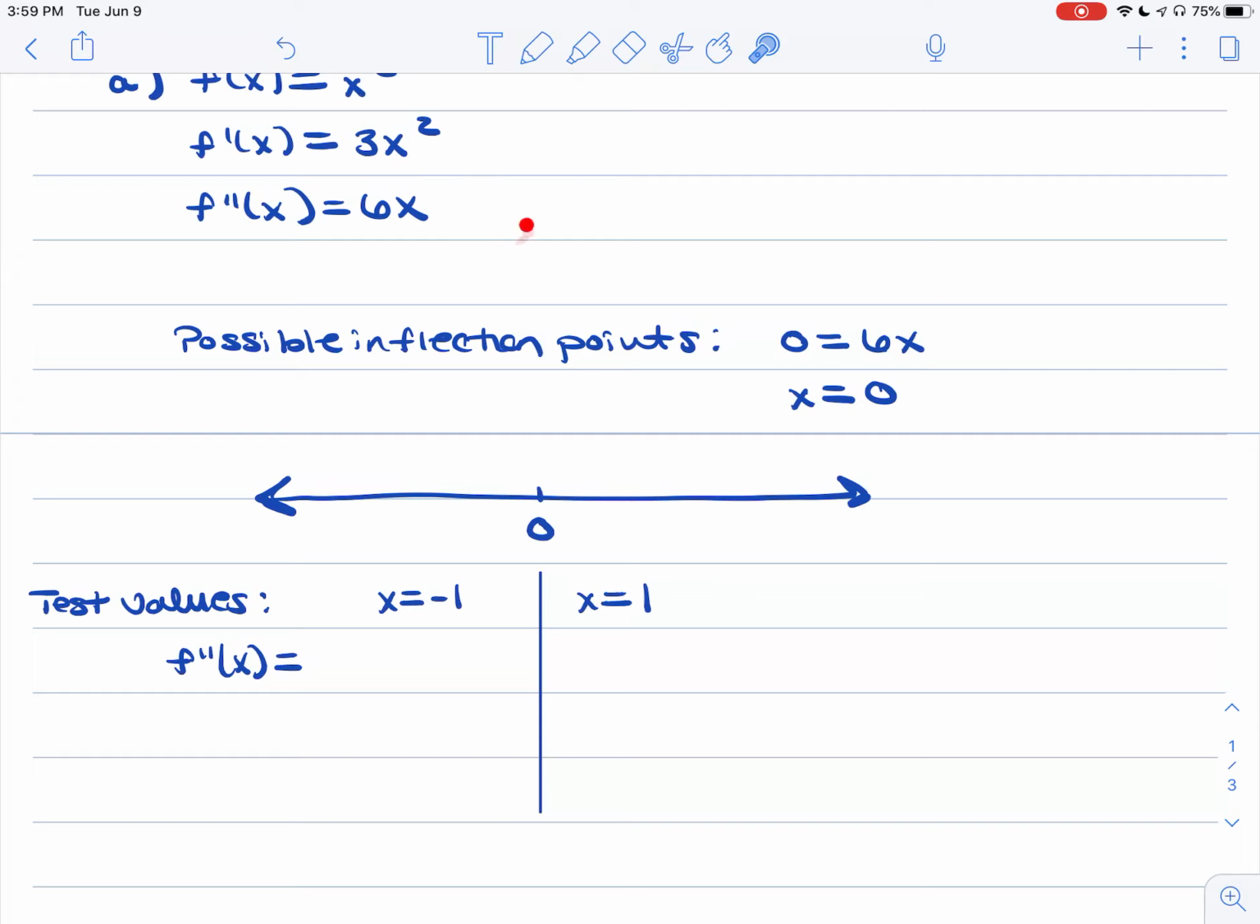Okay, remember our second derivative function here is just 6x. So if we plug a -1 in there, we'll get -6. We plug a +1 in there, we'll get +6. All right, so this means that to the left of 0, our second derivative was negative.